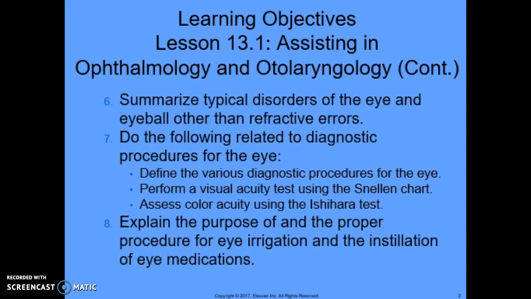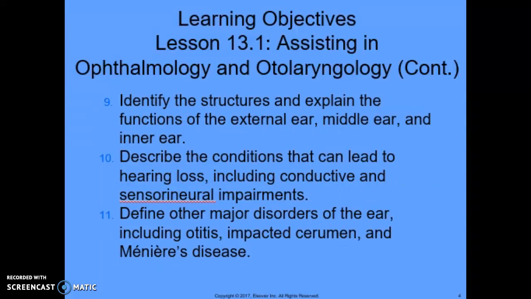summarizing typical disorders of the eye and eyeball other than refractive errors, being able to do the following related to diagnostic procedures for the eye: define the various diagnostic procedures for the eye, perform a visual acuity test using the Snellen chart, and assess color acuity using the Ishihara test. Explain the purpose of and the proper procedure for eye irrigation and the installation of eye medication.